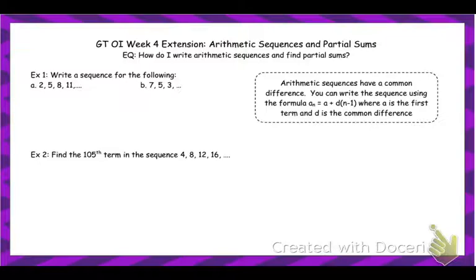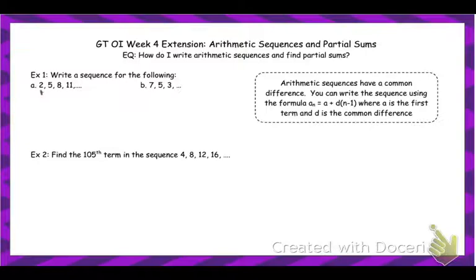What we're going to do today is look at a couple of specific formulas to help us find sequences and help us find partial sums for a specific type of sequence. That sequence is an arithmetic sequence. What makes these stand out from other sequences? Let's look at examples A and B. Looking at how those numbers change, you can probably figure it out.